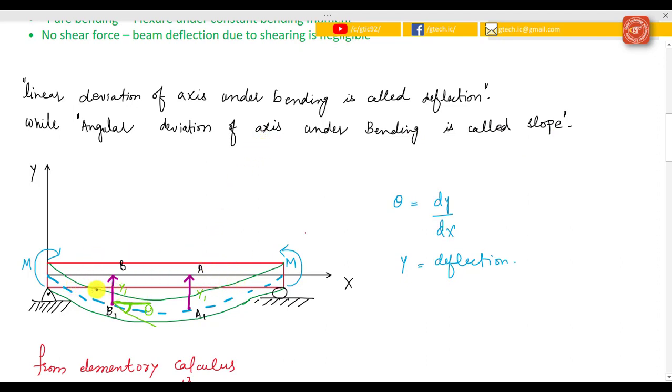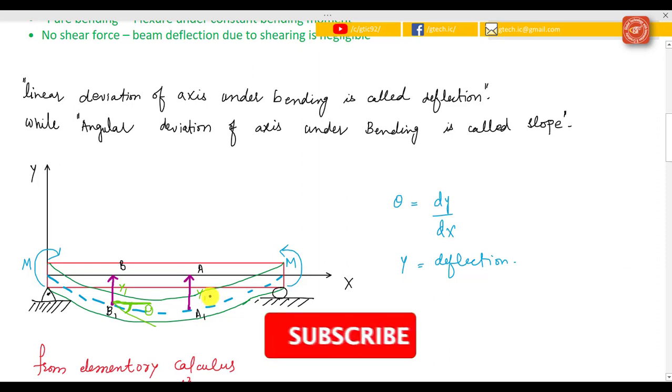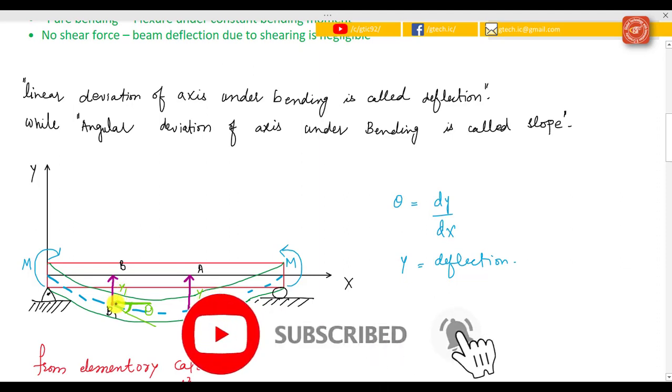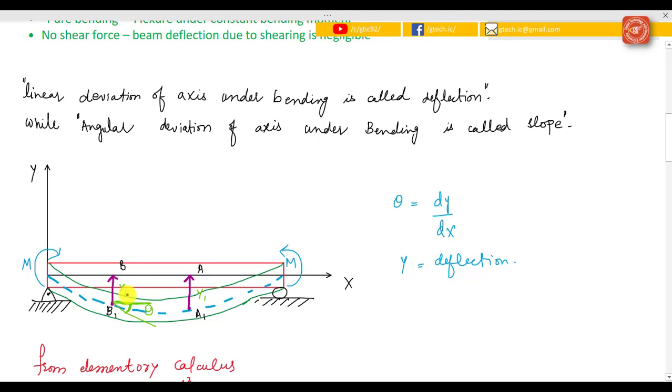Here we have a simply supported beam, and when the moment is applied there, the beam is deflected at its center. So the distance from this point to this point is called y1, indicating the deflection, and again here is the distance of y1, indicated again as the deflection. So here you see the linear deviation of the axis and we call it a deflection. And here if I make an angle theta at this point, the slope is meeting. So the angular deviation of this axis we call a slope.